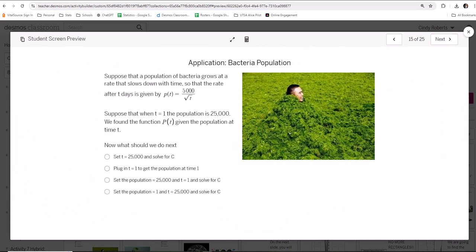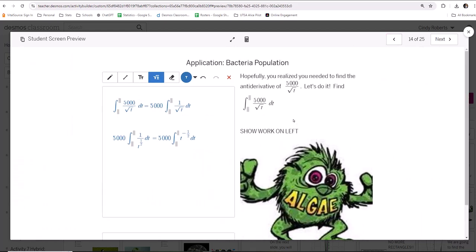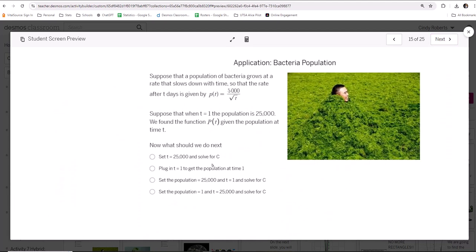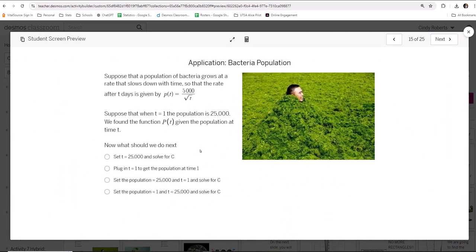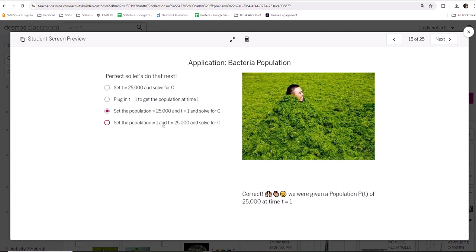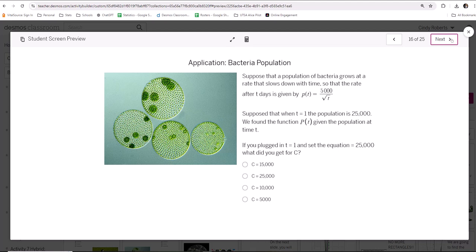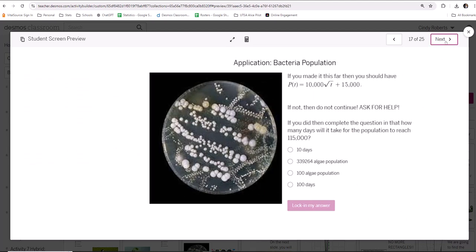And it kind of walks you through this step. Okay, it's just finding the antiderivative, and then it walks you through, well, suppose that when t equals 1, the population is 25,000. So what this means is when time equals 1, the population is 25,000, and now we can come back to our antiderivative and solve for c. And then you'll do that, you'll solve for c.